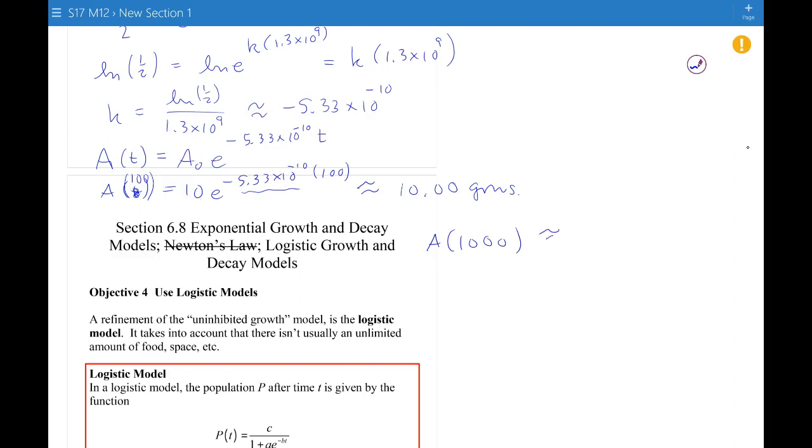So I still get about 10.000. It takes until a lot of decimal places before I get something different than 10.0. So this is a really long half-life. So maybe if we did 1,000,000, let's do 1 times 10 to the 6. So that's 1,000,000.